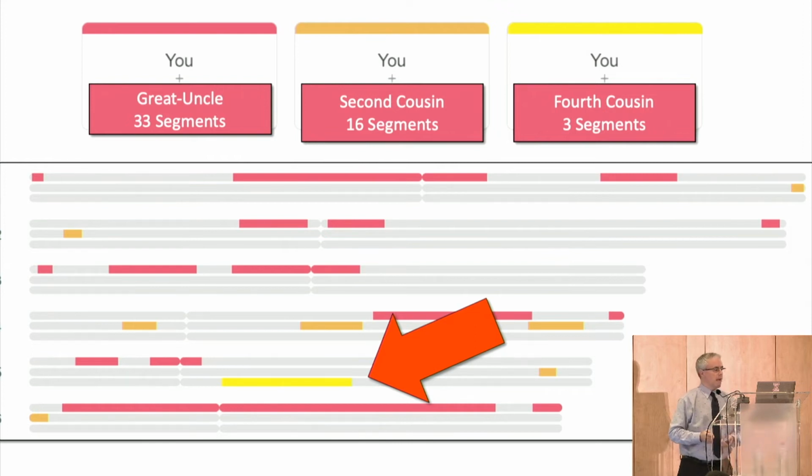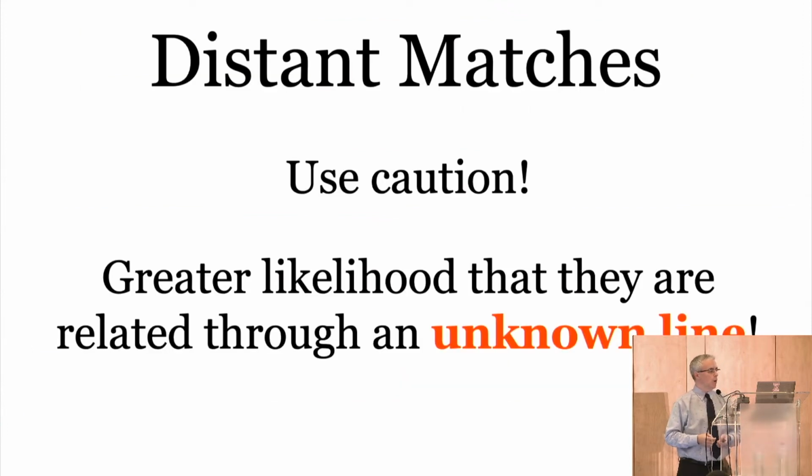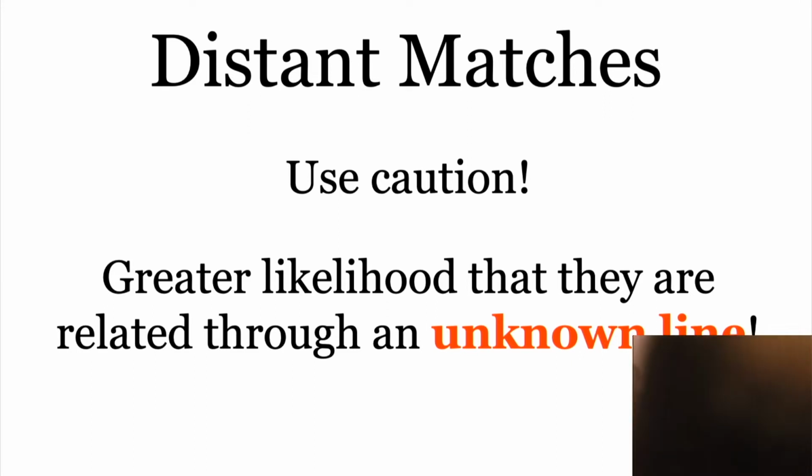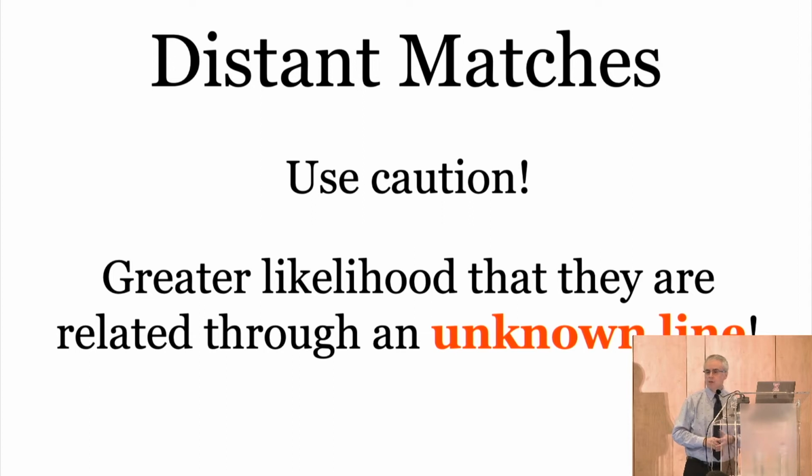Now, that being said, I want to caution you about these distant matches. So fourth cousins, fifth, sixth, and so on. You want to be careful about mapping those relationships because there's the likelihood that you could be related on a line other than the one you're aware of, right? You may think, well, I know I'm related to this person, for example, when it comes to a fifth cousin. I know we share great-great-great-grandparents, and so I feel comfortable assigning to that relationship.